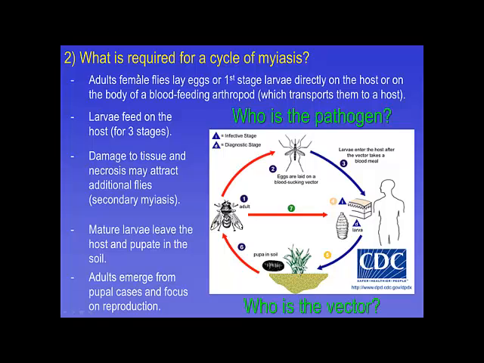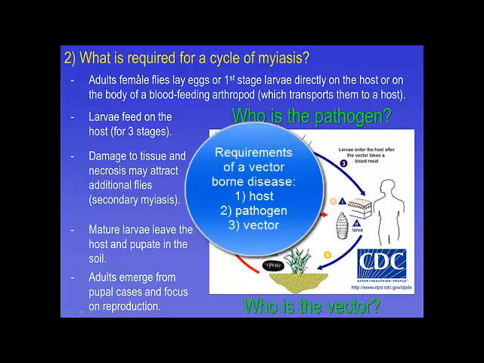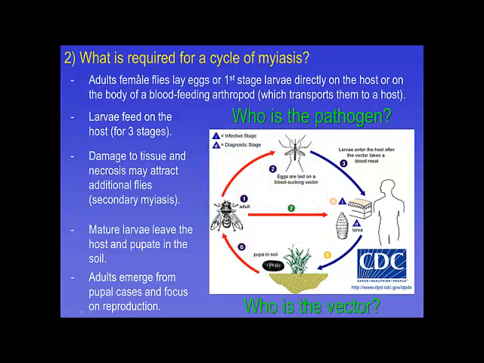So in that lecture we asked what is required for a cycle of vector-borne disease. And so we're going to tackle this learning goal along a similar conceptual framework because, in essence, myiasis is an arthropod or vector-borne disease. And so for any vector-borne disease, remember what are those three requirements. So we need a pathogen, we need a host, and we need a vector. And of course, in this condition, the host in myiasis is a vertebrate animal. But I want you to think about who is the pathogen and who is the vector in this condition.